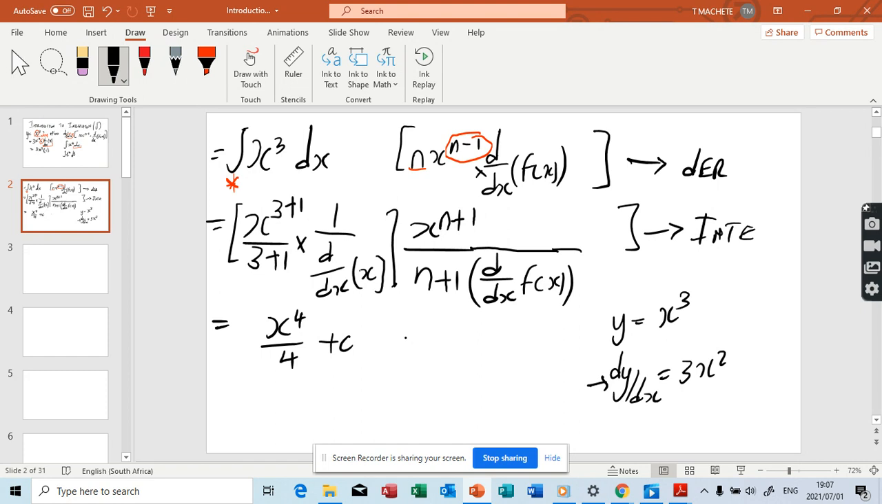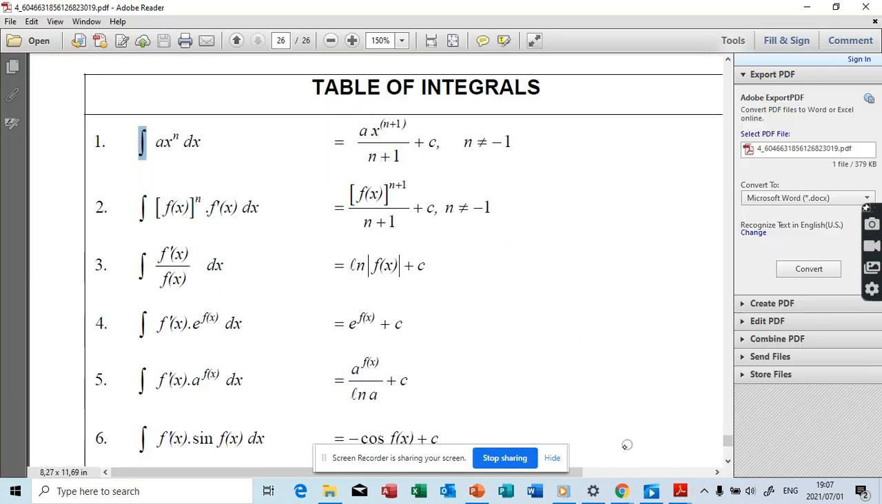Yeah, this is from your formula sheet like I showed you now. When you integrate, you always have to put plus C after you integrate, when you get your answer. You see, let me show you.